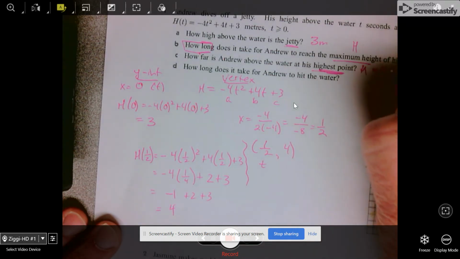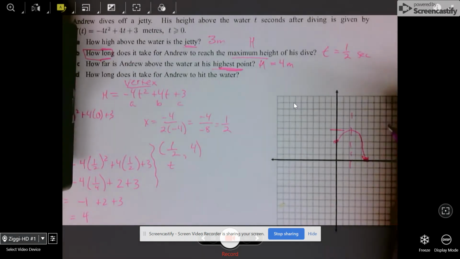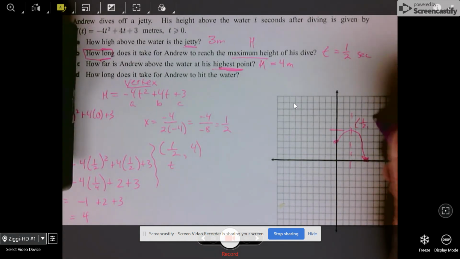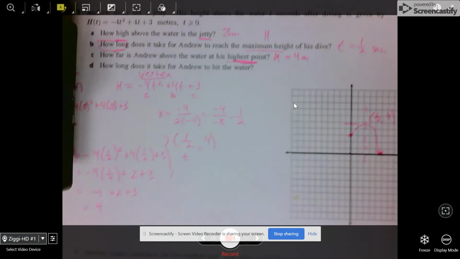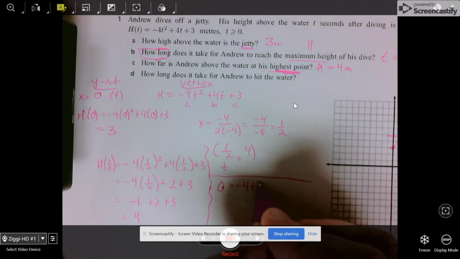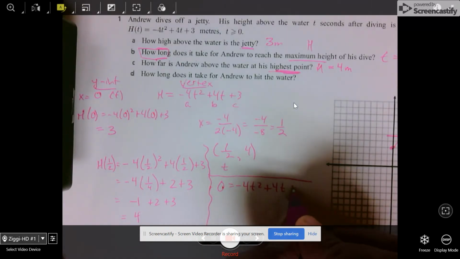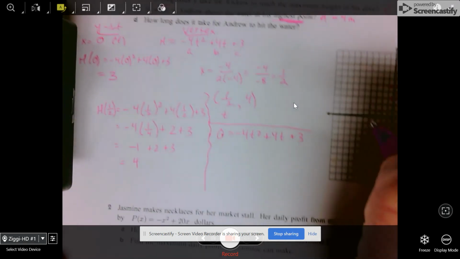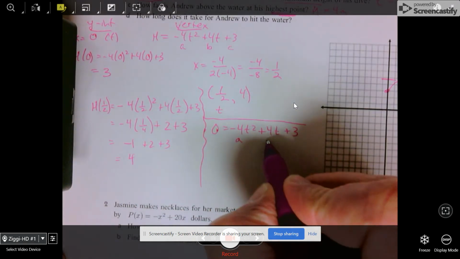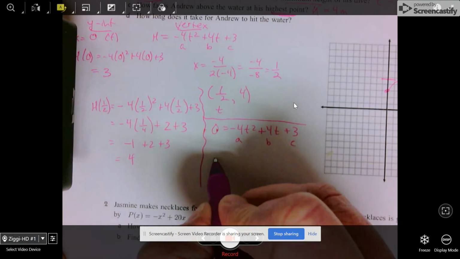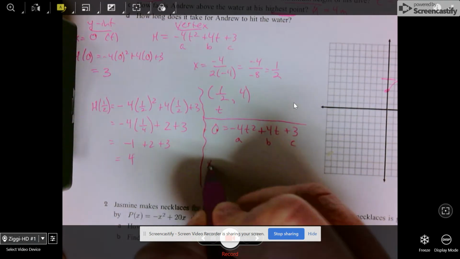The last question, how long does it take for him to hit the water? Well, the height when you hit the water is 0. So I'm going to go to my height equation and plug in 0 for height. And this is where we solve. And you can either factor or you can use the quadratic formula. Since we're just learning the quadratic formula, we're going to do that. So A, B, and C. The opposite of B, plus or minus the square root of B squared minus 4 times A times C, all over 2A.